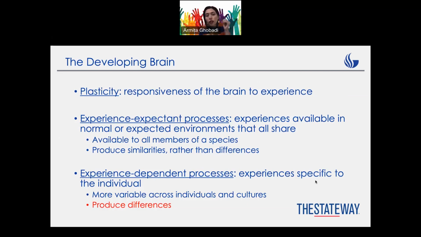We have two other concepts here: experience expectant processes and experience dependent processes. So when it comes to experience expectant processes, it is all about experience available in the environment, which is kind of mutual and common between all members of a species. For example, let's say vision development. We already talked about this.